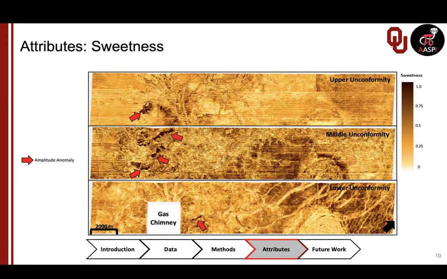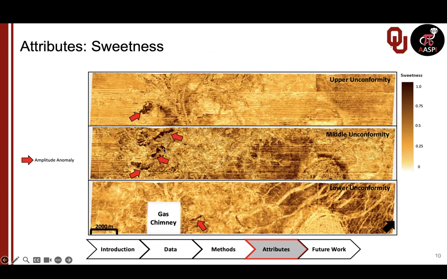So the next attribute that I ran was sweetness, and because sweetness is derived partially from amplitude, we kind of see the same thing here. We can still see these amplitude anomalies. Now I think they actually stick out even better. These dark spots here are these high sweetness areas.